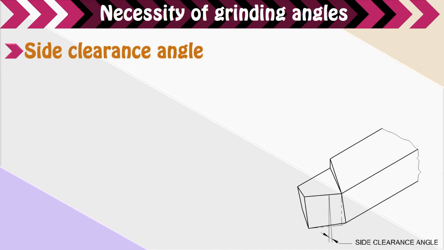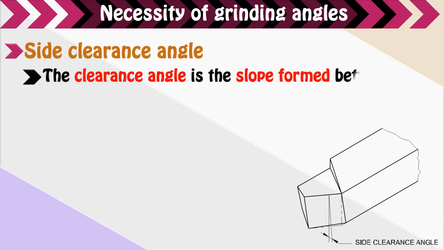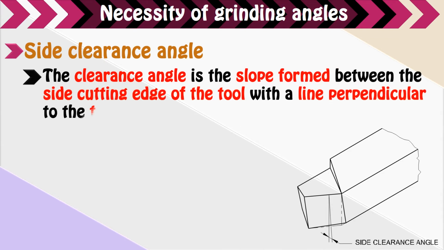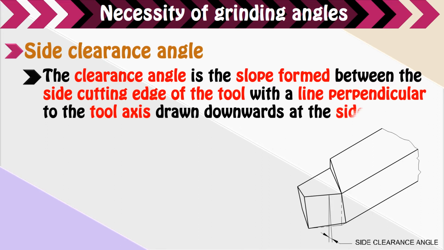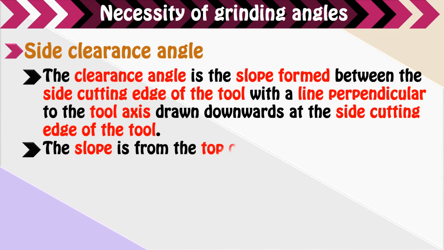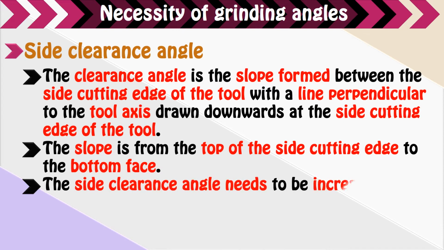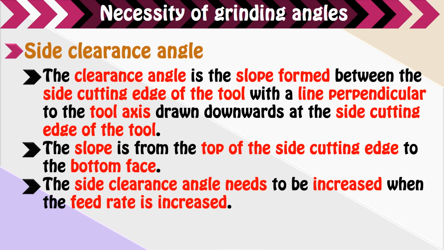Side clearance angle. The clearance angle is the slope formed between the side cutting edge of the tool, with a line perpendicular to the tool axis drawn downwards at the side cutting edge of the tool. The slope is from the top of the side cutting edge to the bottom face. The side clearance angle needs to be increased when the feed rate is increased.